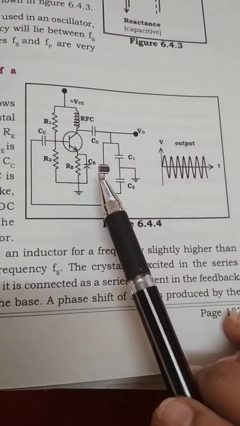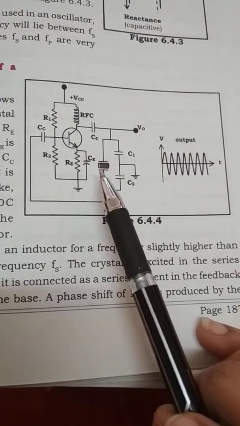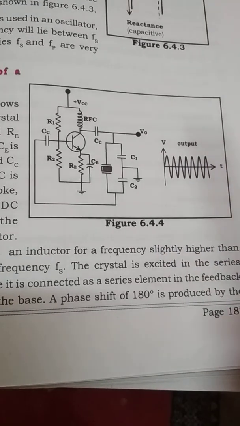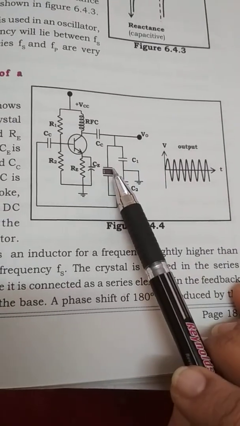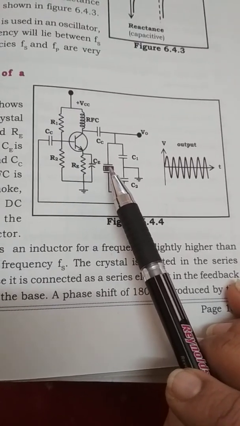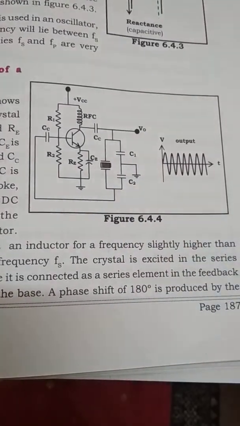In the Hartley oscillator, you know that there is an inductor and two capacitors, correct? One inductor and two capacitors are used in the feedback network in Hartley oscillator. Instead of the inductor, what we have done here, we have used the crystal which is at parallel resonance. So it acts as an inductor in its place. That is the only difference.